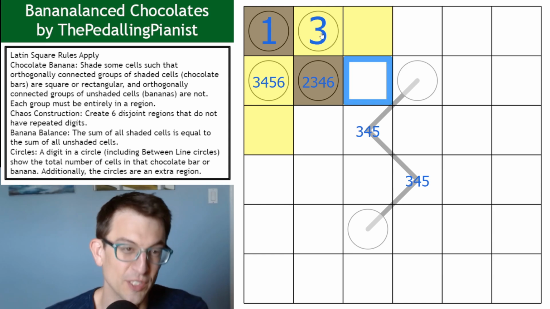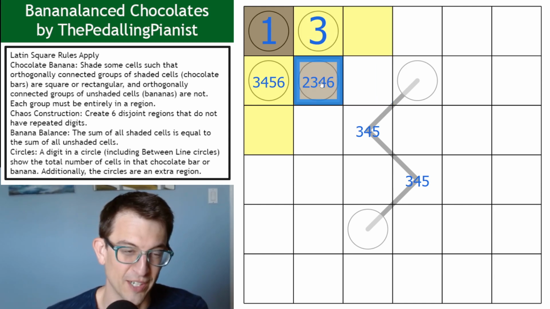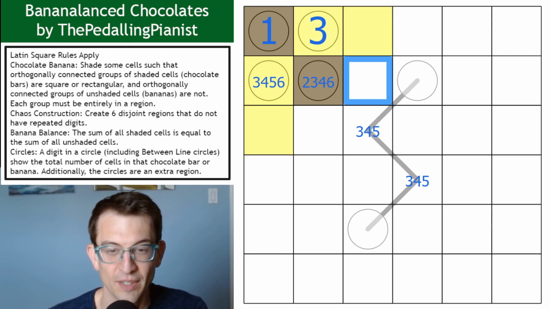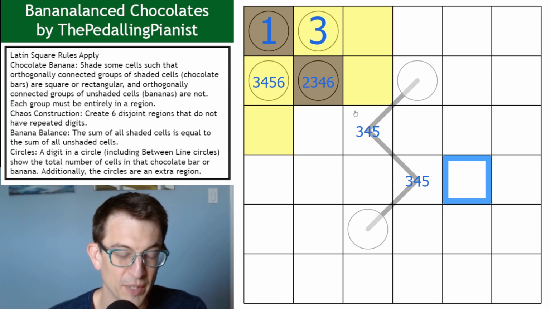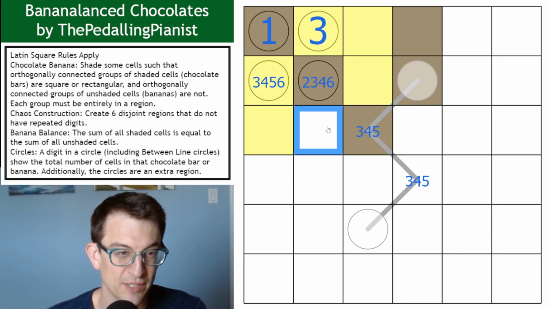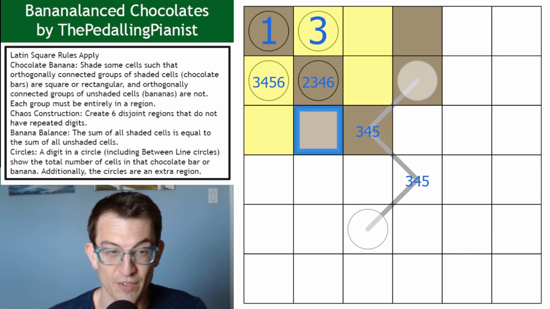Because it's got to grow to 3 cells. Where does it grow? It can't go to here, that's chocolate. It can't go to here because then we have a rectangle, so it's got to go to here. So that becomes banana. And because this is the full banana, anything it's adjacent to has to be chocolate. But now what is this cell? Well, this isn't a 1, so this has to grow. And now I have a non-rectangular chocolate. So it just does not work.